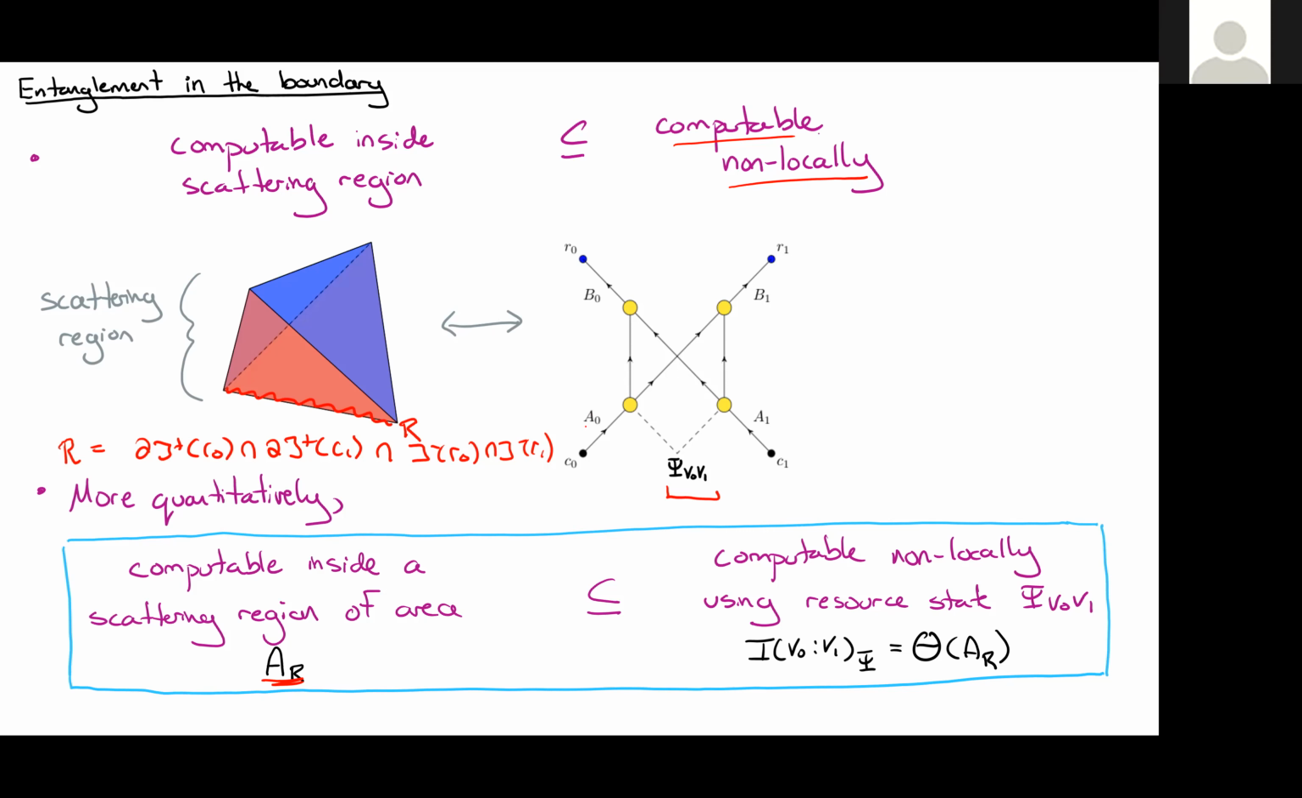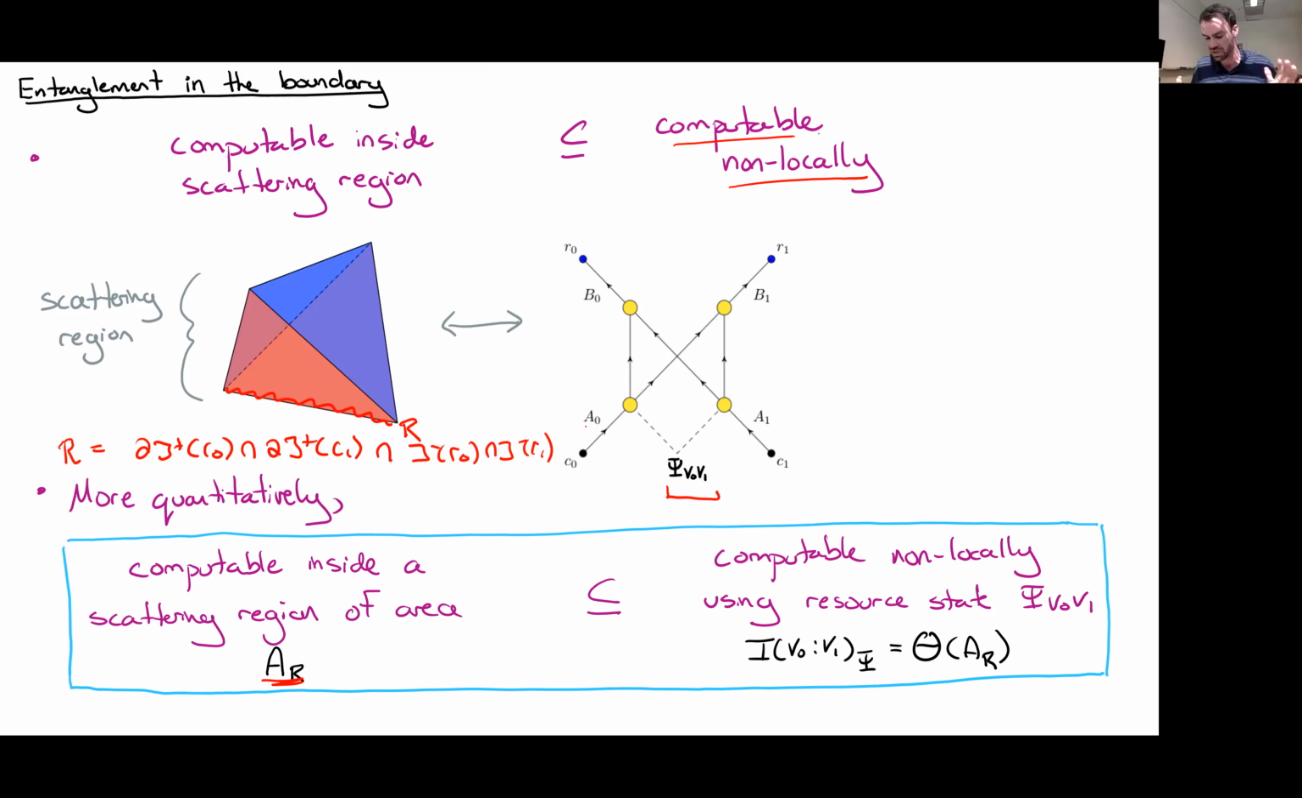Yes, it's obvious that if you have more time, you can compute more stuff. If you have more volume, you have more resources, but it's not obvious that they are the same. Yeah, it's not totally clear from a bulk perspective why it should be this area that controls it, but this is the one well-defined quantity you can pick out from this scattering region, and it turns out to have a natural dual quantity in the non-local computation picture. Yeah, thank you.